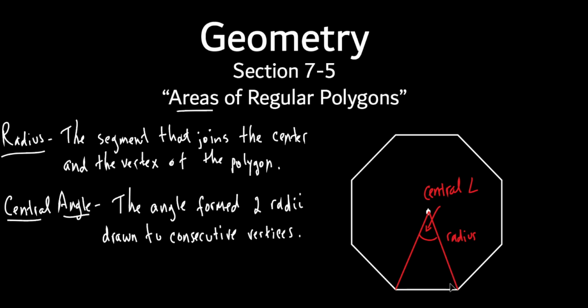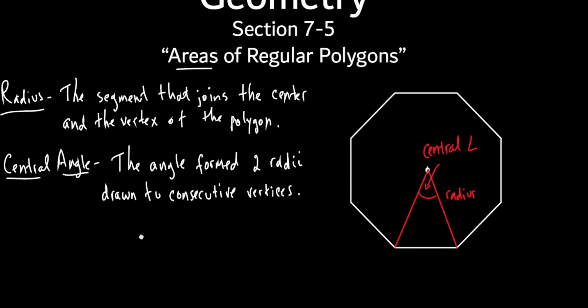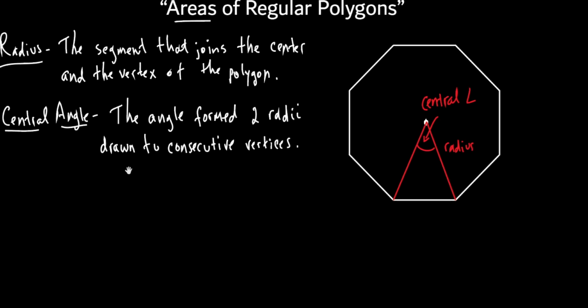So we're not talking about this angle down here. We're not talking about this angle right here. We're not talking about this angle right over here. We're talking about the one that joins the center. Got it? Central angle. Good? All right, one more word, and then we can start talking about the area of it. This is a little different. It's called the apothem. You probably have not heard that before. Am I right? Yeah. So this is kind of a new word for you.